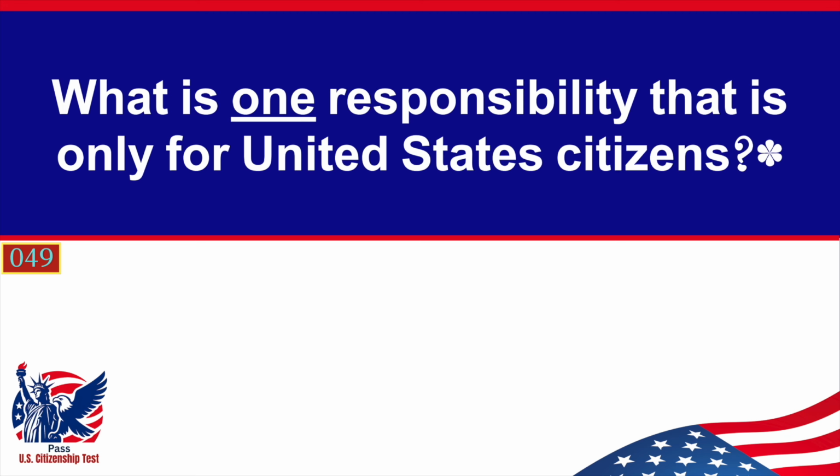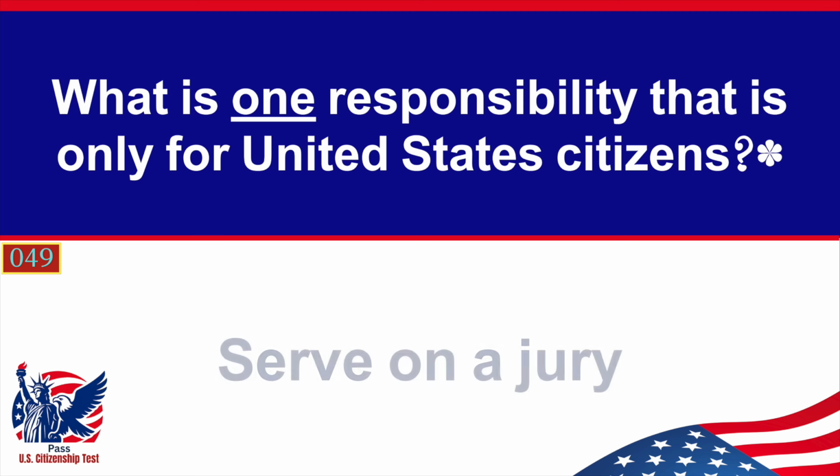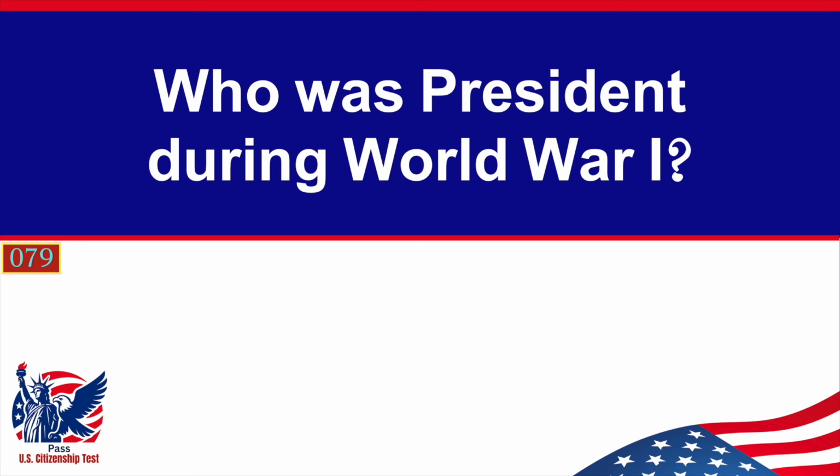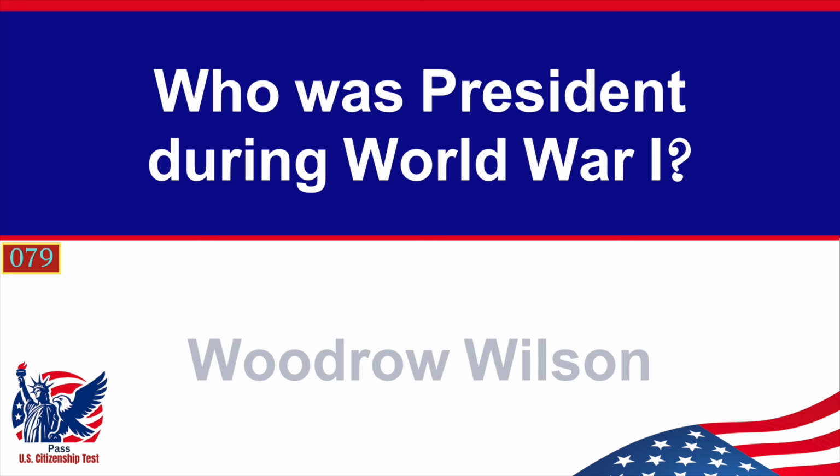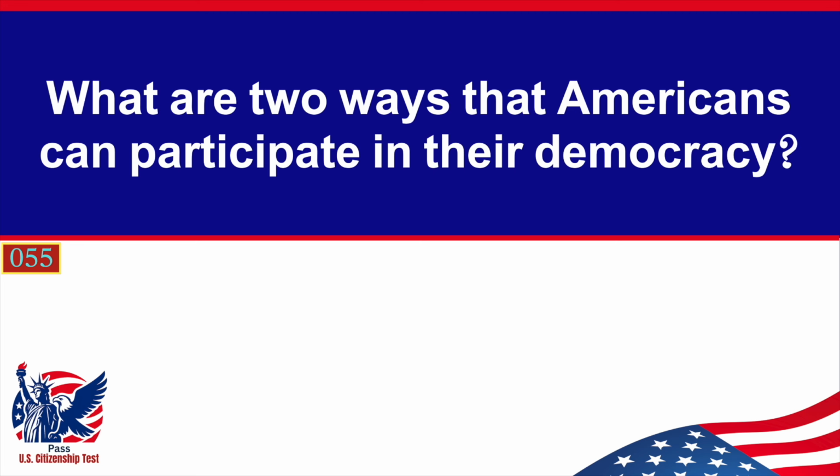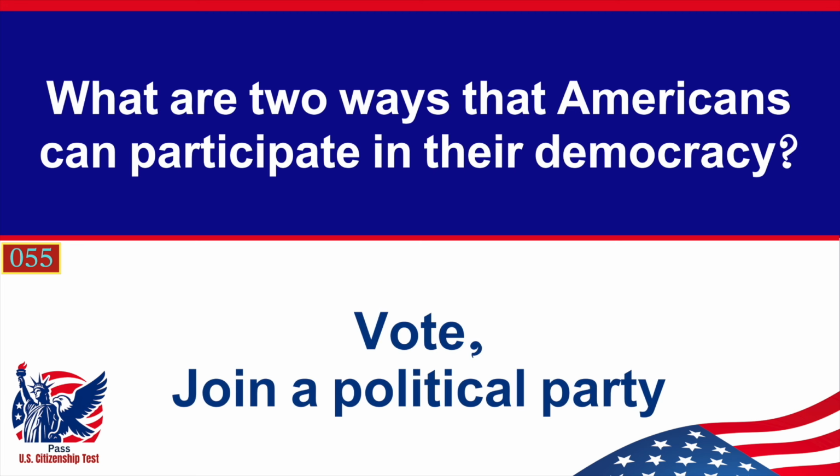What is one responsibility that is only for United States citizens? Serve on a jury. Who was president during World War I? Woodrow Wilson. What are two ways that Americans can participate in their democracy? Vote. Join a political party.